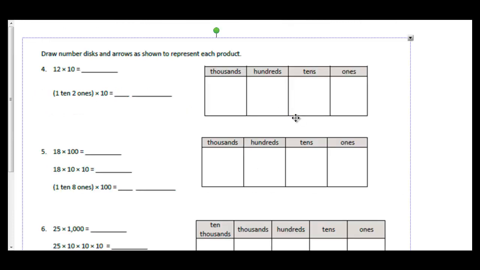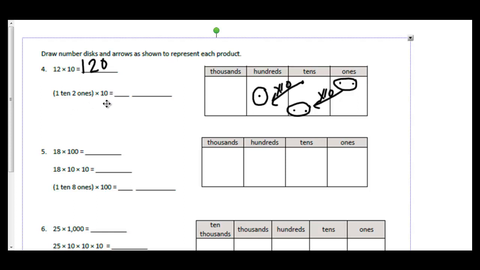Let's take a look at the next page. So now we're going to draw number discs and arrays as shown to represent each product. So this time we have 12 times 10. So I have to represent 12. So that's going to be 1 10 and 2 1s. And I'm going to multiply both of these times 10, which is going to give me 2 10s. And I'm going to multiply this 10 times 10, which is going to give me 100. So 12 times 10 is the same thing as 120.